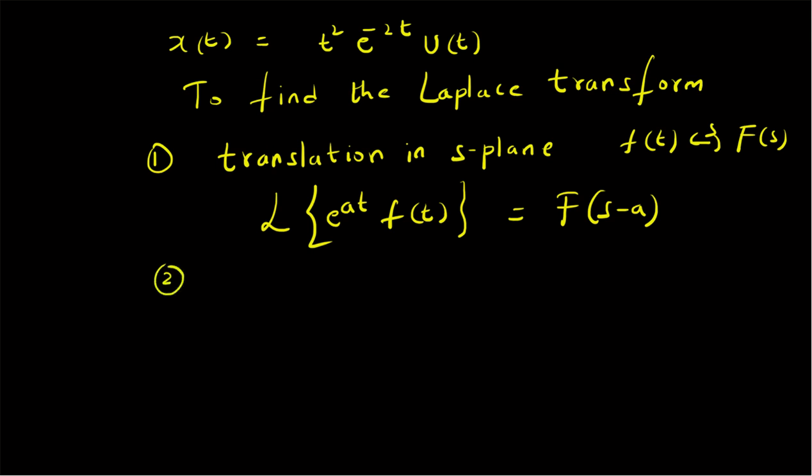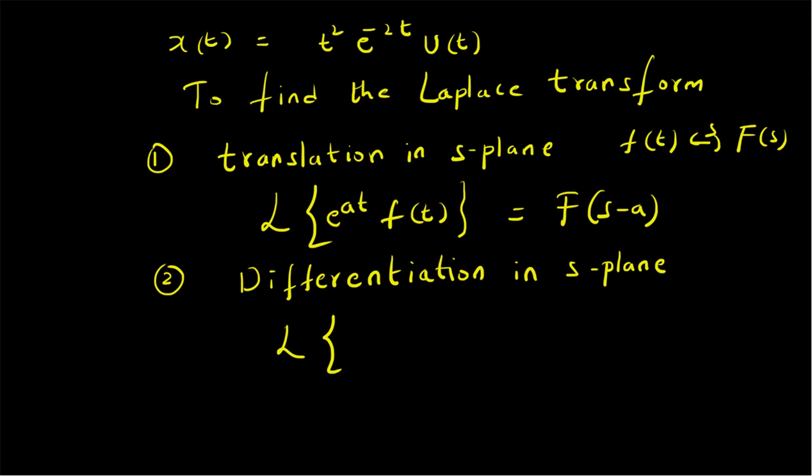Now we also need the second property, which is differentiation in S-plane. This differentiation property is defined as the Laplace transform of the product t square f of t is the second derivative of the Laplace transform of f of t, that is F double dash of s. Again, F of s is the Laplace transform of f of t. So we have to apply these two properties to find the Laplace transform of this product, that is t square e power minus 2t u of t.